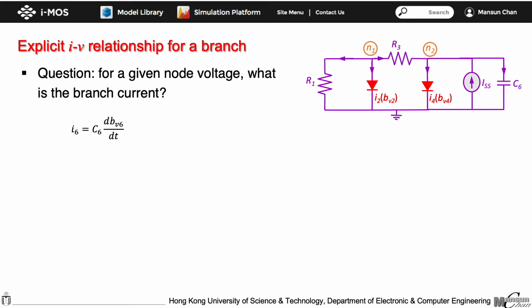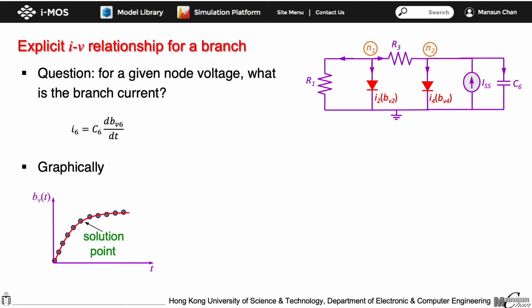Suppose the exact solution for the branch voltage to be reproduced is given here. As we are solving for numerical solutions, we do not have an analytical equation for it. The solutions will just be represented by some discrete sample solution points as shown here. We will solve each solution point one by one.